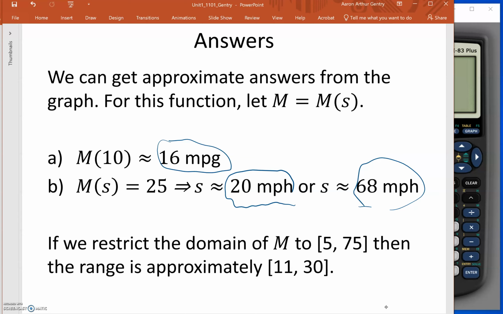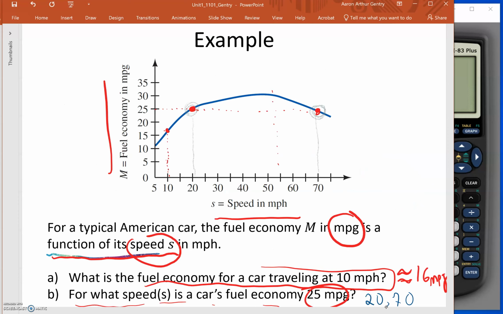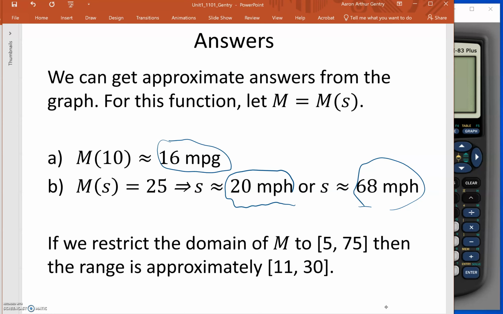Just a brief note, if you're thinking about domain and range, going back to this picture, notice that our domain stops right here at like 75, right? And so if we restrict our domain to be 5 to 75, then our range would be from here to whatever that high point is, which looks to be at 30. So let's say 11 to 30 or something like that. And that would be our range.